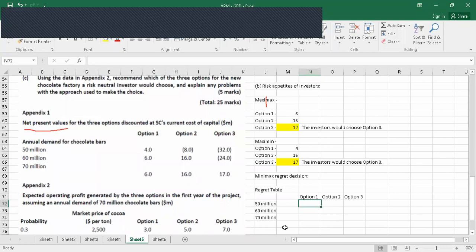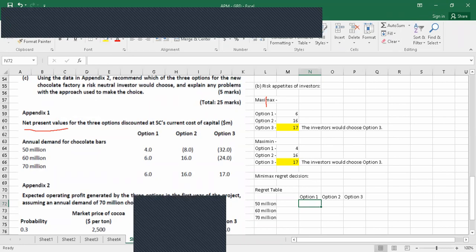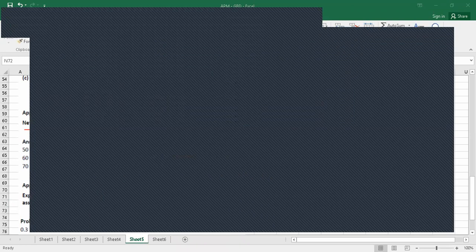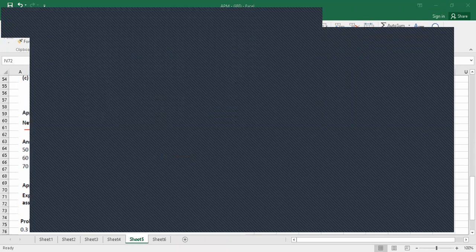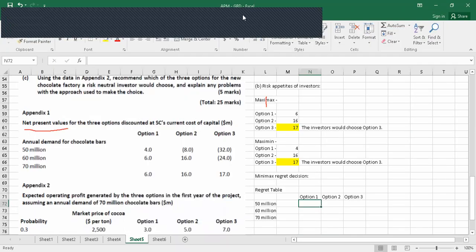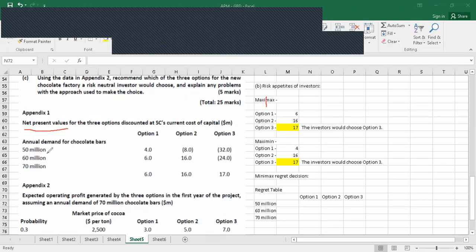How to prepare a regret table? So the regret table will go like this. See, there are 3 situations where the demand is 50 million, 60 million, 70 million. In that case, we have to now carefully choose. If it is the first situation, 50 million. So if it is the 50 million scenario, what's the best thing that they can get? Let's say if the demand is 50 million, if they choose between option 1, option 2, and option 3, which one is the best one here?